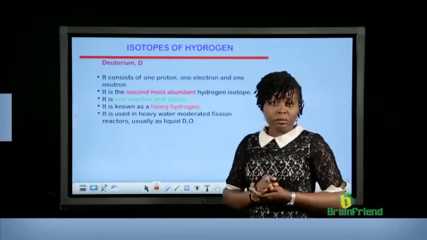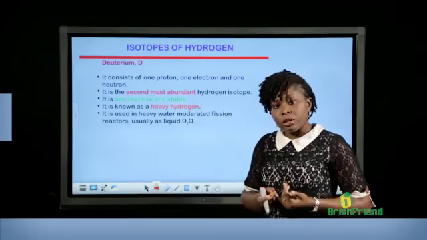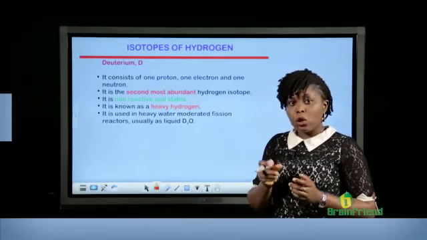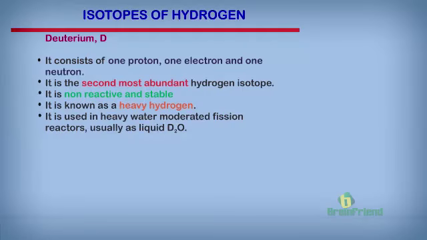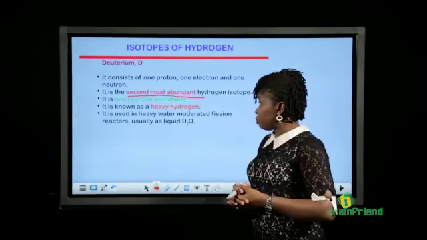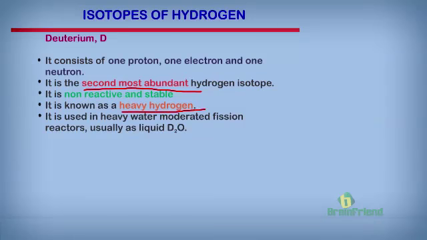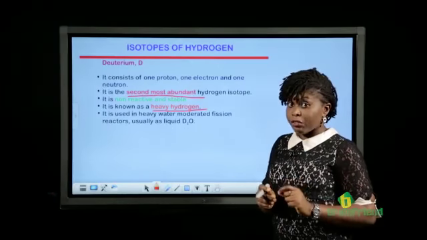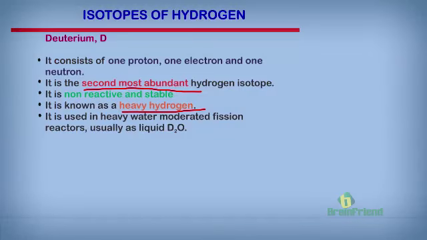Deuterium. Deuterium is made up of one proton, one neutron, and one electron. After protium, deuterium is the second most abundant hydrogen isotope. It is equally non-reactive and stable in nature. It is known as heavy hydrogen because of the possession of that neutron in the nucleus. In usage, it is used in heavy water-moderated fission reactors, usually as liquid water.